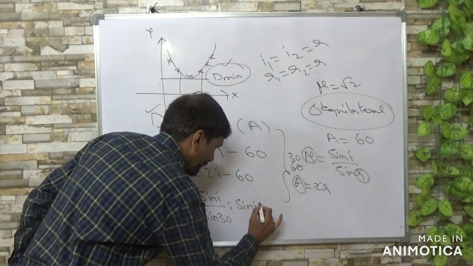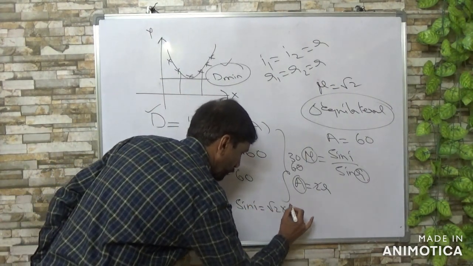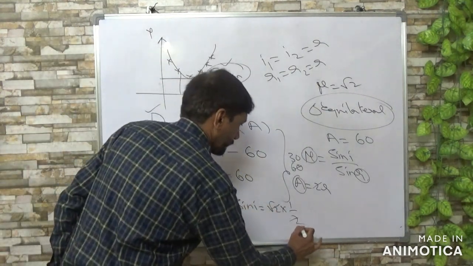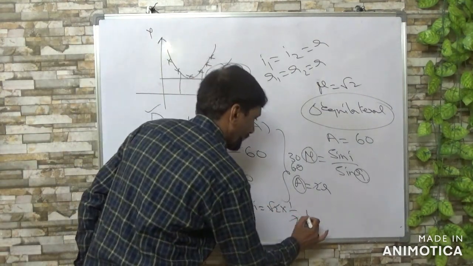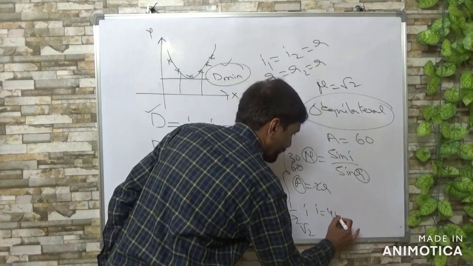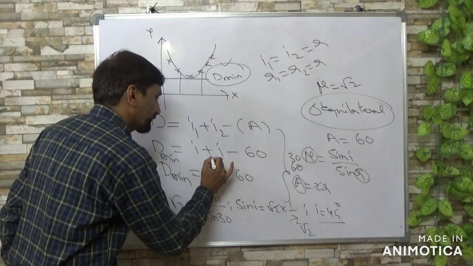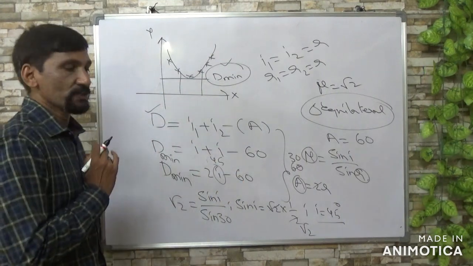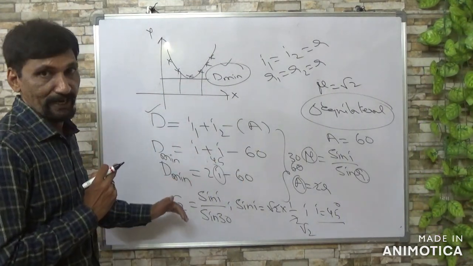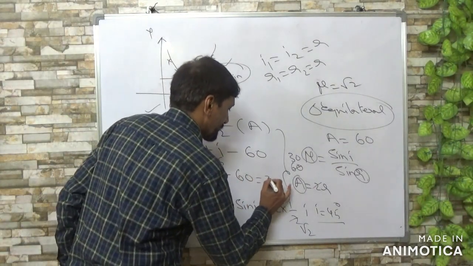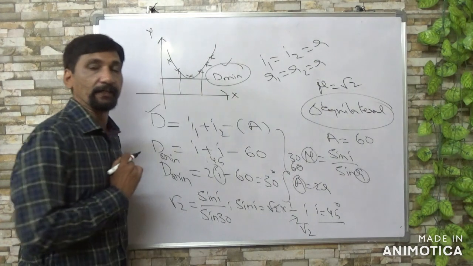So sin I will become root 2 into 1 by 2, right? So root 2 now, nothing but you can say I is 45 degrees. Now put I 45. Okay, so 2 into 45, 90 minus 60. So minimum deviated value is 30.